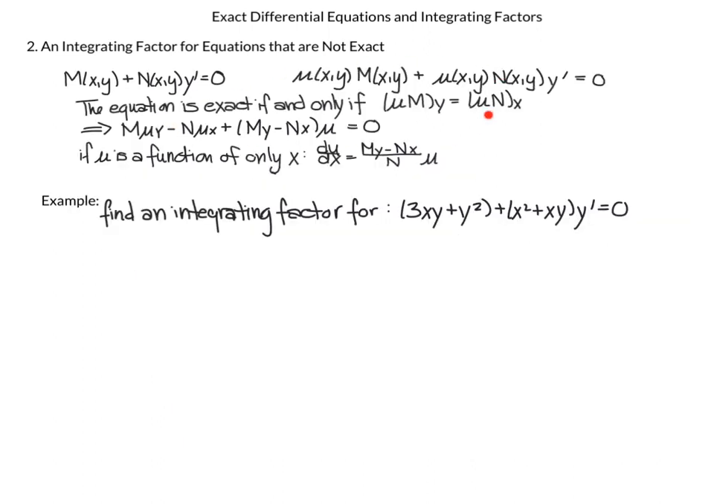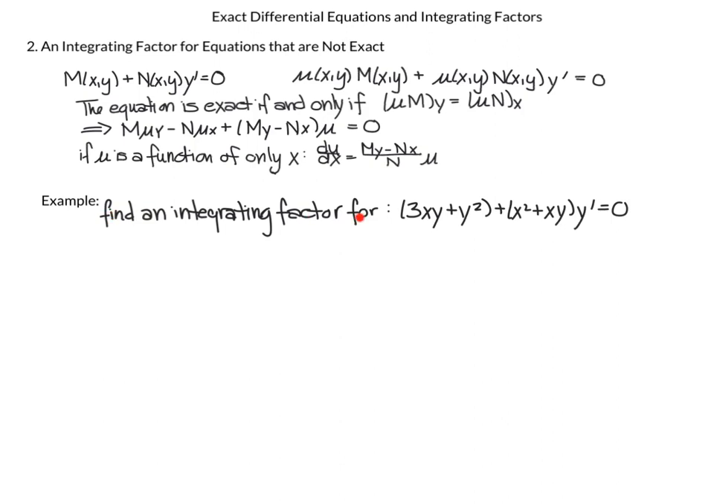And I have our notes here. So we have our original equation that we said was not exact, so we multiply the entire equation by our integrating factor μ. And then we said the equation is exact if and only if the partial of μM with respect to y is equal to the partial of μN with respect to x, which gave us this complicated equation. And we said we're going to look at the case when μ is a function of x only. And then we have this relation. If that's the case, then dμ/dx is equal to (M_y − N_x)/N times μ.